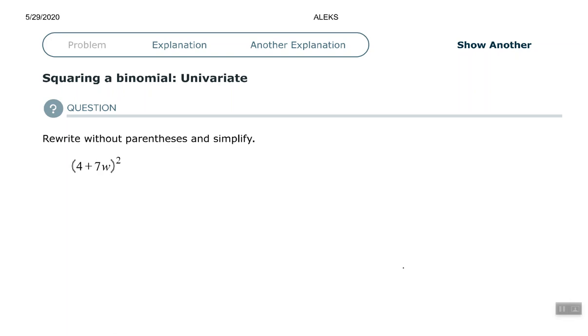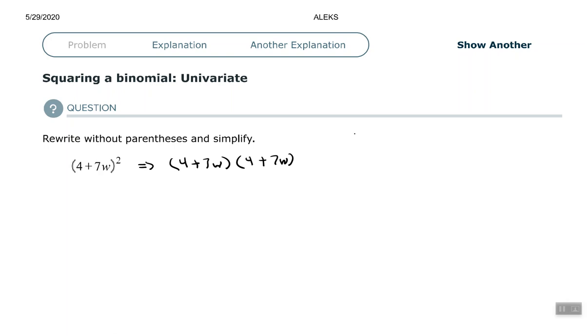Hope all is well. In this video, we have another type of special multiplication, which is squaring a binomial univariate. So we have a formula for this type of problem as well. Now, before we get into the formula, I want you to understand, since that is squared, that is the same thing as 4 plus 7w times 4 plus 7w. So if you happen to forget the shortcut for some reason, then you just expand that out and then use the full distributive property as we have before.